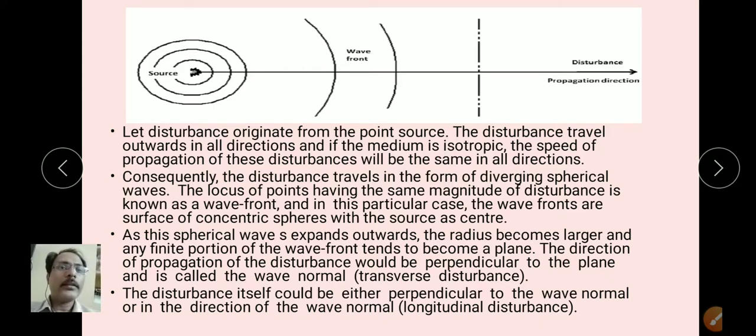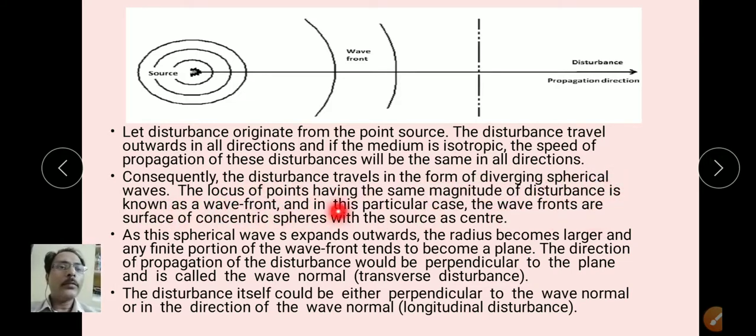Let's say a disturbance originates from a point source. The disturbance travels outwards in all directions. If the medium is isotropic, the speed of propagation of this disturbance will be the same in all directions. Isotropic means the light travelling is not disturbed by any type of medium, so it is not reduced, and it is equally spread in all directions. Consequently the disturbance travels in the form of a divergent spherical wave.